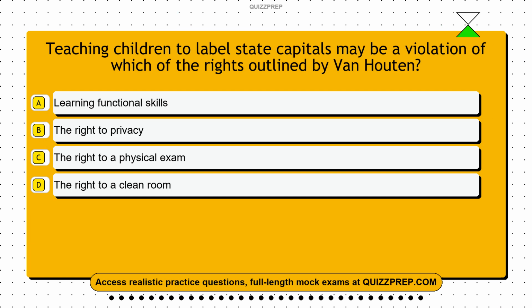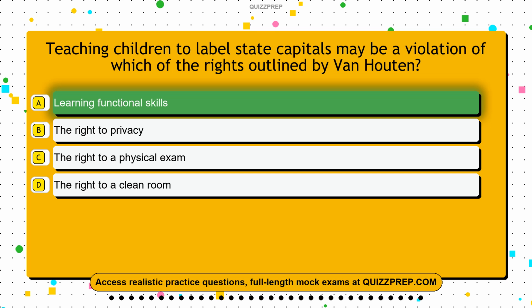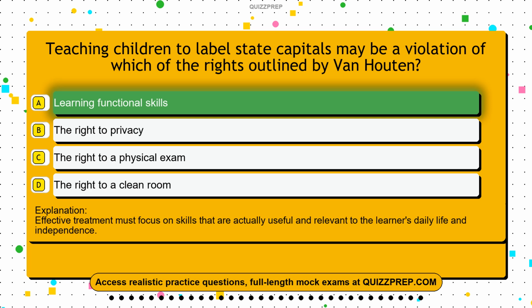Question 14. Teaching children to label state capitals may be a violation of which of the rights outlined by Van Houten? Option A, learning functional skills. Option B, the right to privacy. Option C, the right to a physical exam. Option D, the right to a clean room. The correct answer is option A, learning functional skills. Effective treatment must focus on skills that are actually useful and relevant to the learner's daily life and independence.